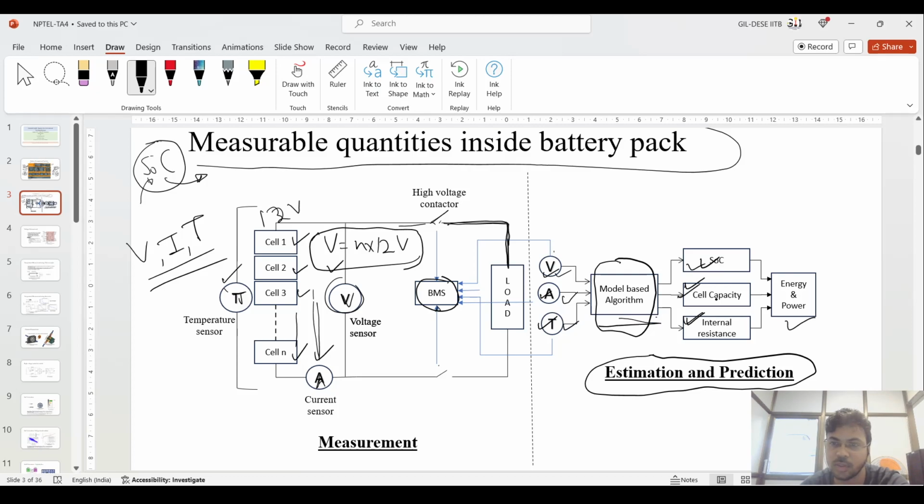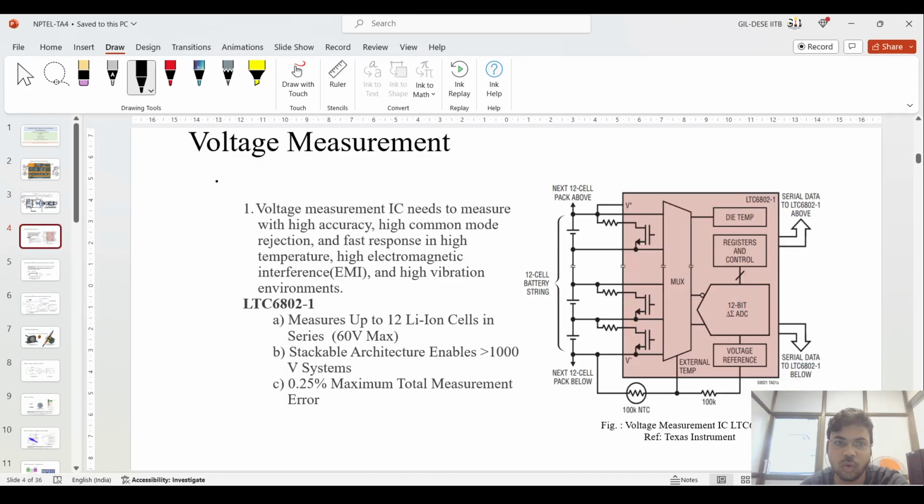So you need the voltage, current and temperature data, which is fed to some model based algorithm which predicts this SOC, cell capacity and internal resistance for the further calculation of this energy and the power. Okay, that is the whole crux. So if you see this voltage measurement, how to do this voltage measurement inside of this battery pack.